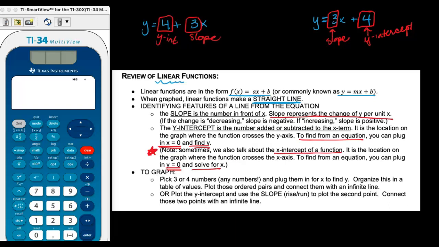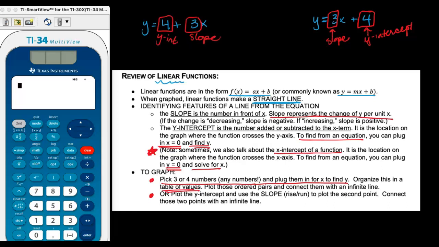This last part here gives two suggestions of how to graph. They're two different suggestions, and you can pick which one you like best. I'll show you how these work in a minute when we do an example. The first suggestion is just to pick 3 or 4 numbers, any numbers, and plug them in for x to find y. We can organize this in a table of values, and then we plot those ordered pairs and we connect them.